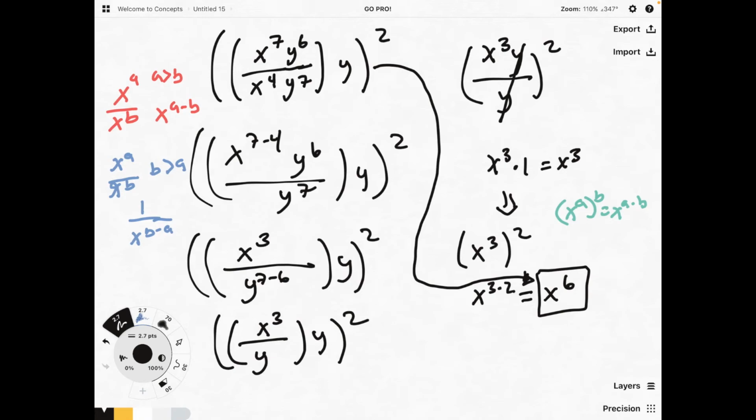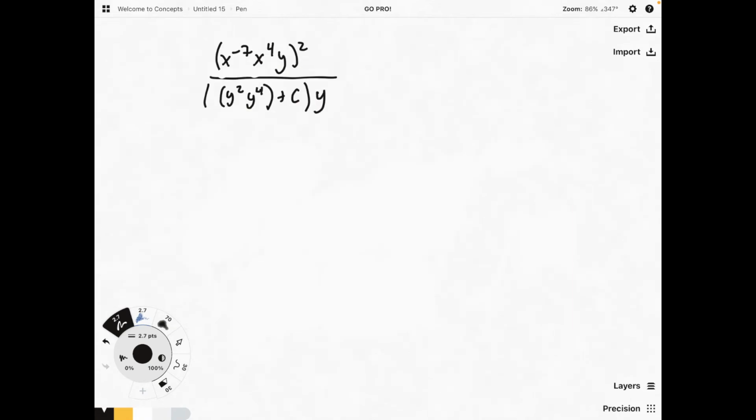All right, let's look at our final example. Looking at our final problem, we're going to combine everything that we've learned and try to solve this problem. I want you to pause the video, solve it for yourself, and when you think you have the answer, press play and let's see if we get the same answer.